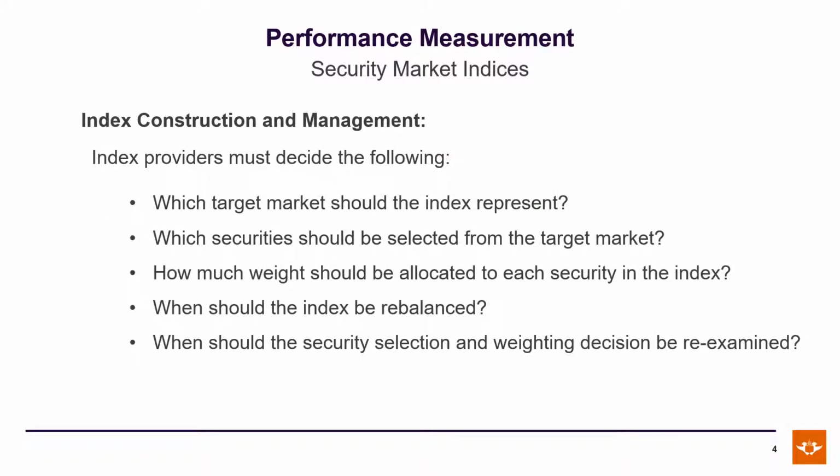When an index is being constructed, index providers must decide why and how the index will be constructed. And they need to answer some questions. Which target market should the index represent? Which securities should be selected from the target market? How much weight should be allocated to each security in the index? When should the index be rebalanced, if it should? And when should the security selection and weighting decision be re-examined?